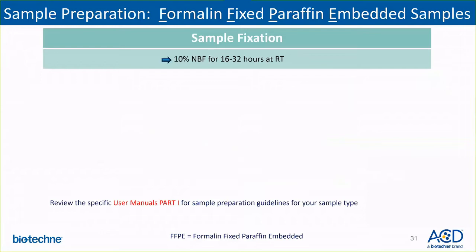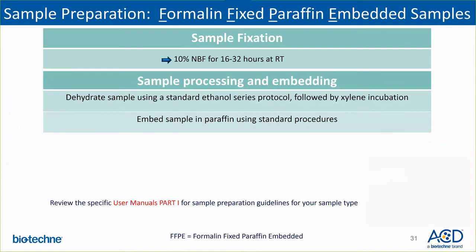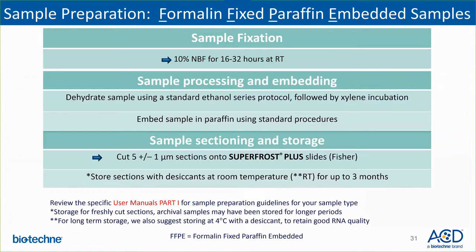And here is an example of our recommended sample preparation for formalin fixed paraffin embedded samples. With FFPE samples, we recommend fixing with 10% NBF for 16 to 32 hours at room temperature. The recommended sample thickness is 4 to 6 microns, and we also recommend that the tissue is mounted onto Superfrost Plus slides. In order to preserve RNA quality, it is recommended to store sections with desiccants at room temperature for up to 3 months. For long-term storage, it is best to store at 4 degrees with desiccants.